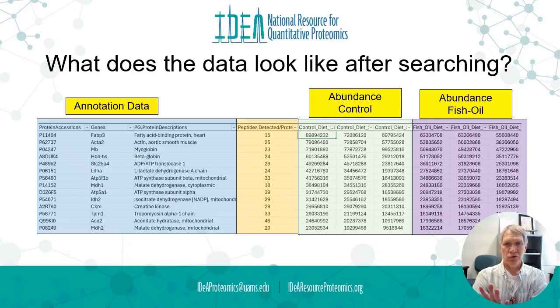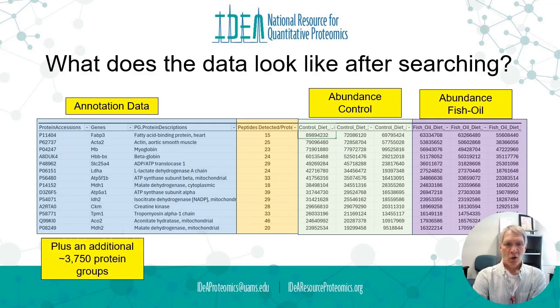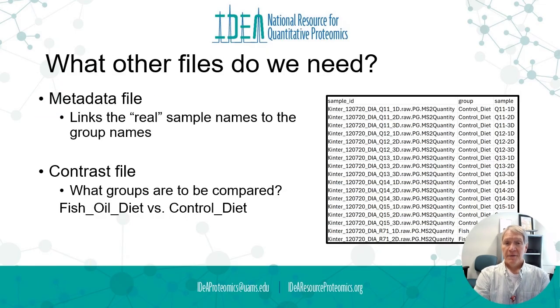I've only shown you 3 of each, and I'm only showing you the first couple of proteins here, but we have almost 4,000 protein groups that we found in this experiment. And remember, we have 30 total samples over on the other side. So it's a great big spreadsheet.